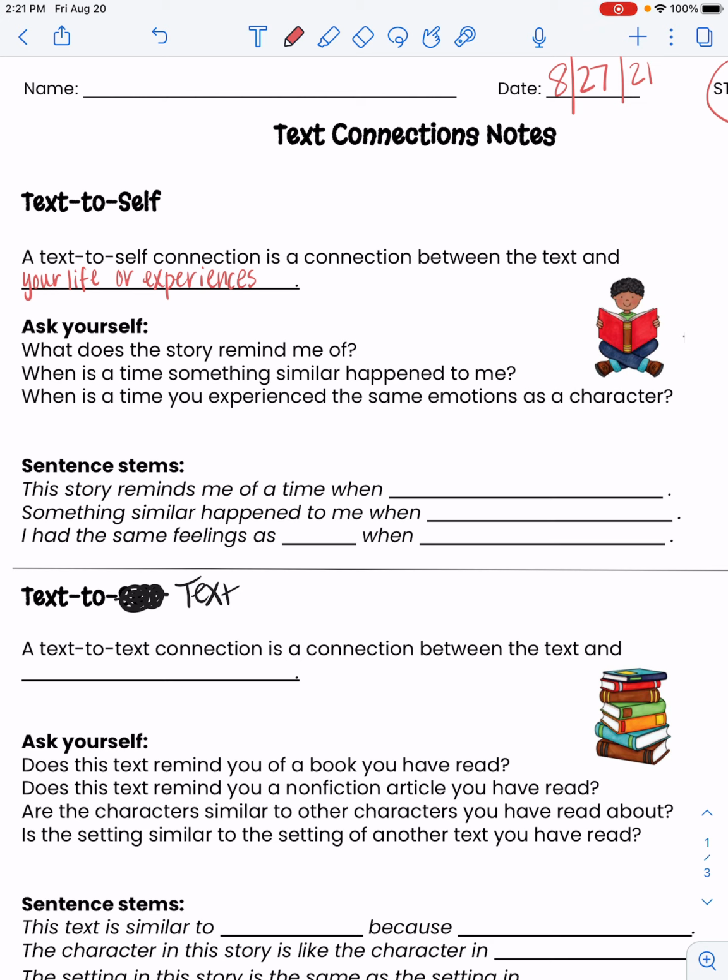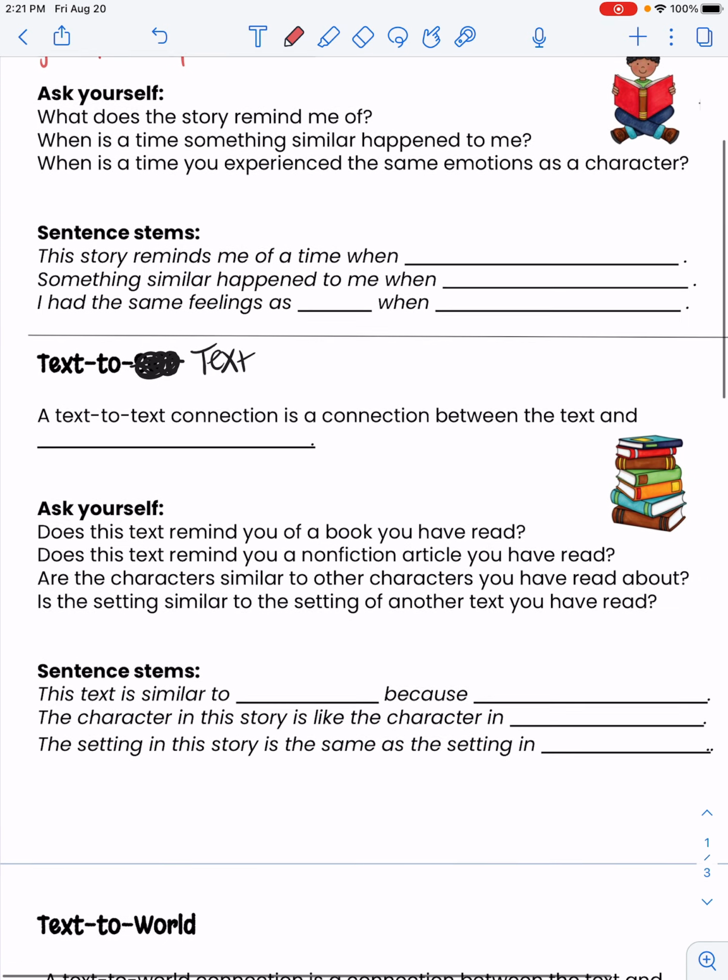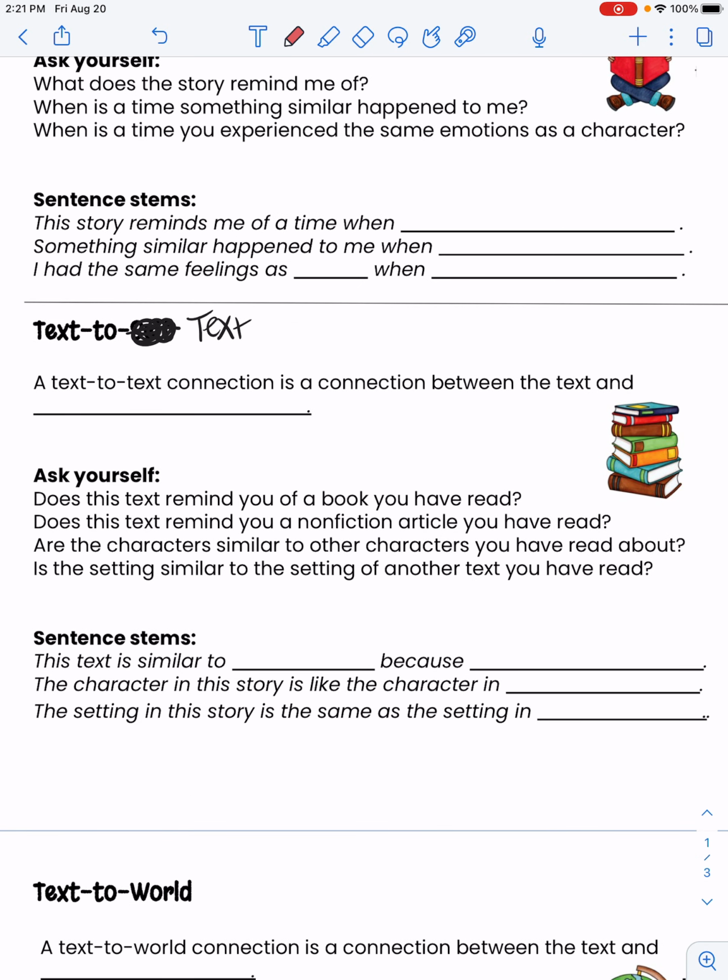So some sentence stems that could help us write a connections response would be, this story reminds me of a time when. Something similar happened to me when. I had the same feeling as blank when blank. So those would be some sentence stems that you could use for that. So we're going to move on to text to text. Remember, I asked you to fix that.